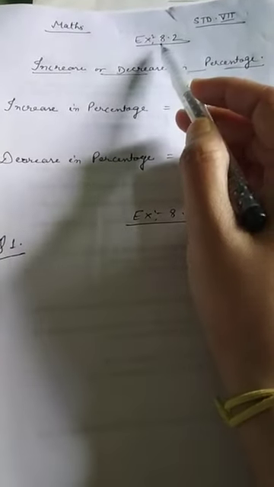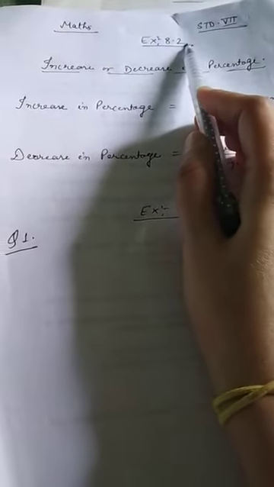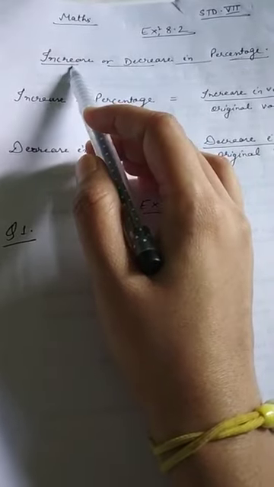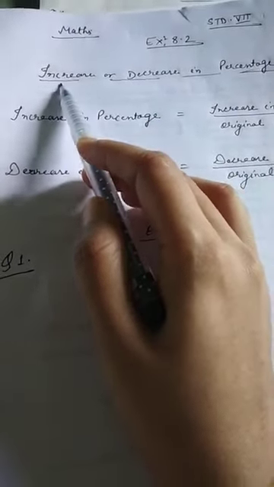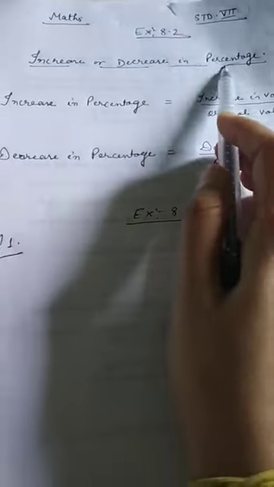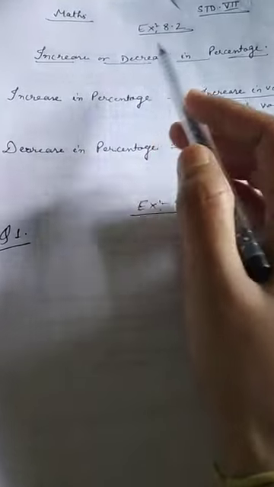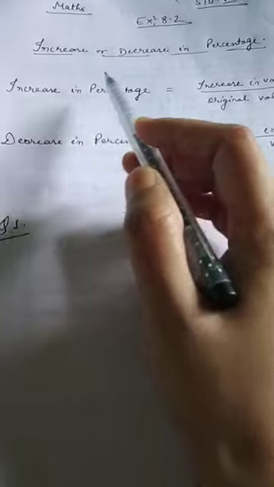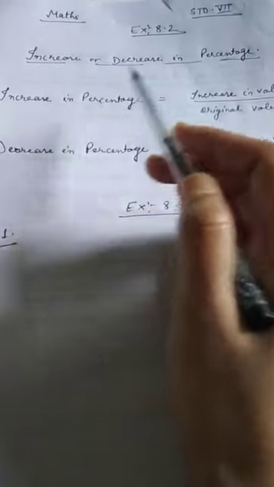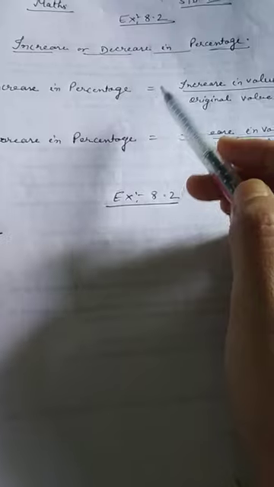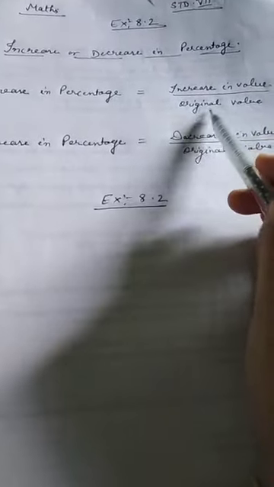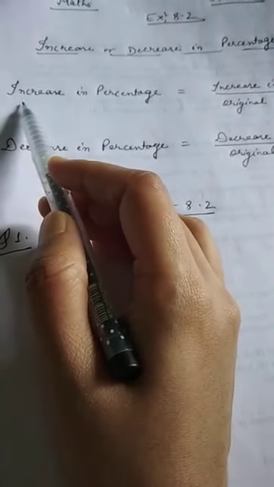Students, today we will start exercise 8.2 of the percentage chapter, and today's topic is increase or decrease in percentage. How can we find the increase or decrease in percentage? To find an increase or decrease of a quantity in percentage, we first find the increase or decrease in its value, then divide it by the original value, and then multiply it by 100 to get the required percentage. Means there is a formula for it.